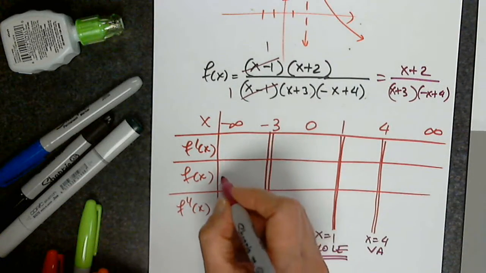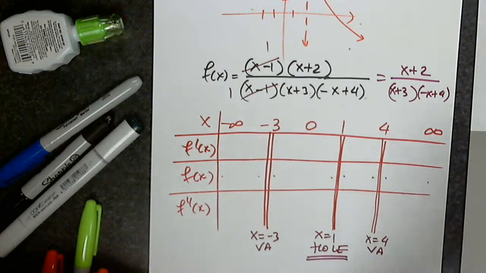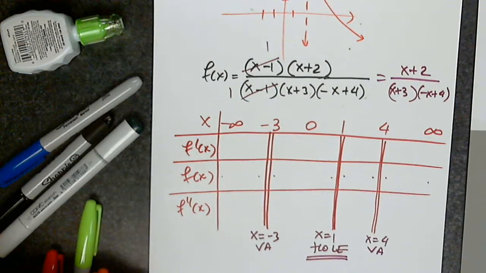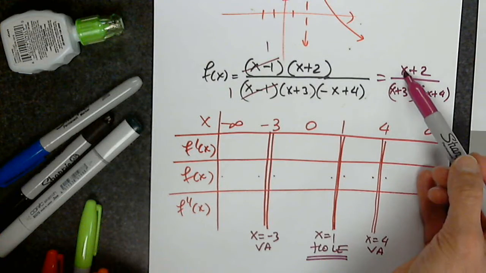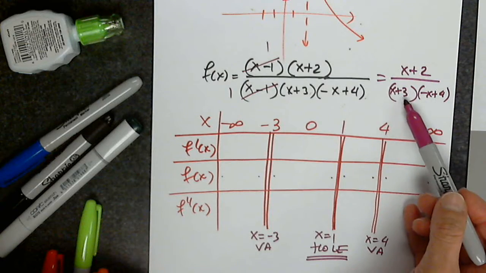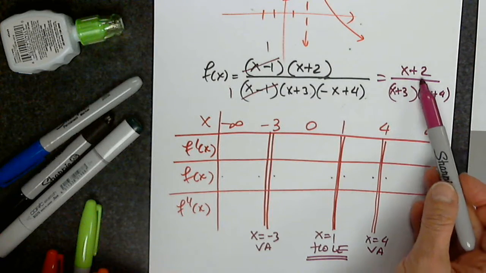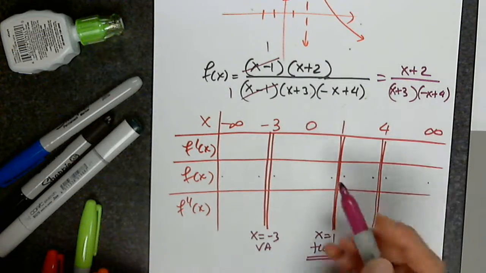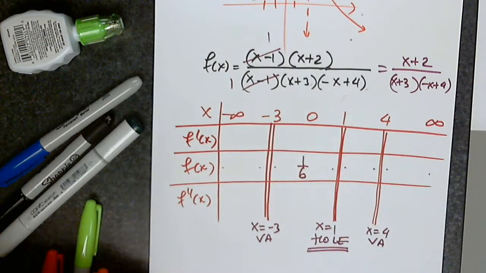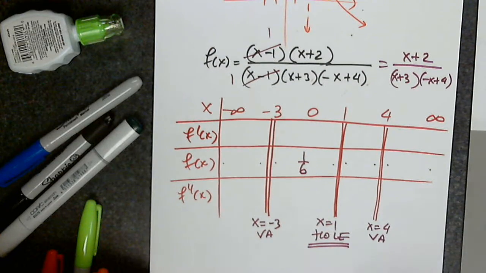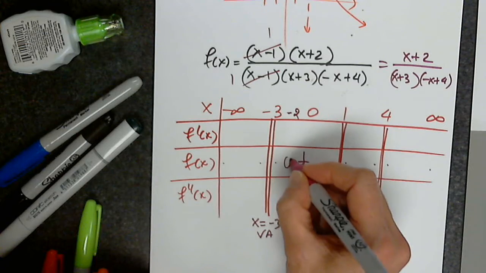Now I need to determine this, and this a lot. And I also have to plug in 0. 0 plus 2 is 2. 0 plus 3 is 3. 0 plus 4 is 4. So 2 divided by 12, 1/6. At x equals negative 2, the function is 0.